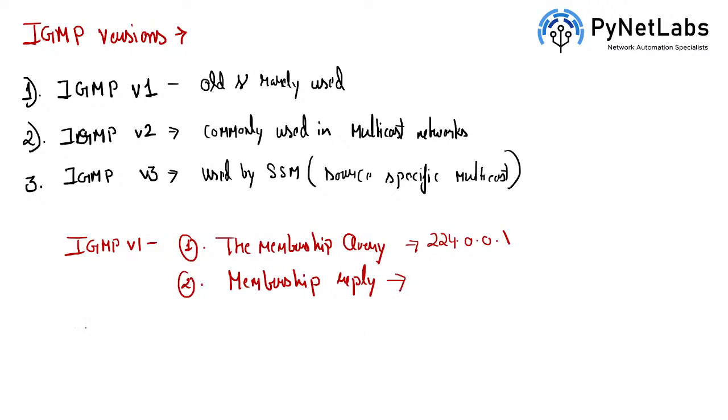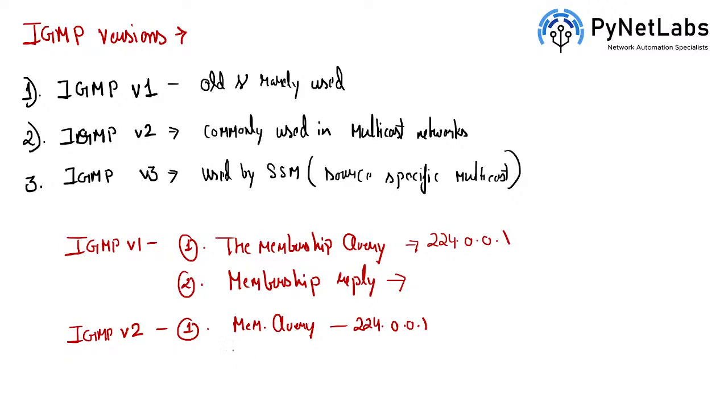Then we have IGMP version 2. Again in IGMP we have the membership query, so I'm writing membership query like this to understand. The membership query is always sent via the same 224.0.0.1. It's generally sent to the group, to the multicast groups whenever we are using them. So the group specifies the membership query, which is used to find out.